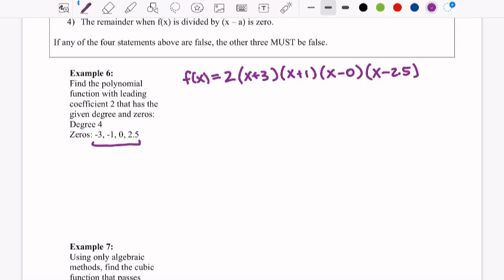Looking at all of these, we have all 4 of our factors that come from our zeros. Let's make sure that our degree matches. We have a degree of 4, and so that's going to help us determine if we need to have any multiplicity on any of these terms, okay?